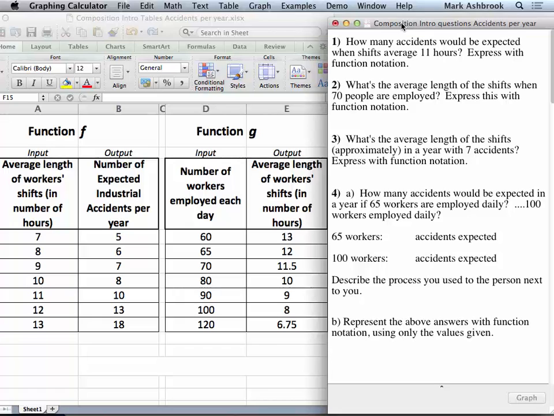Okay? So based on these two functions, f and g, I want you to work through, you can talk amongst yourselves, work together on these questions over here to the right. Okay? Make sure you understand the situation, and then work on these. Again, expressing with function notation. That's what we're working on. Expressing these values using function notation.